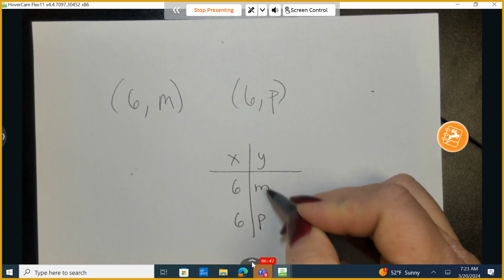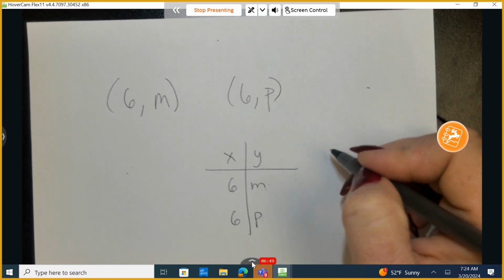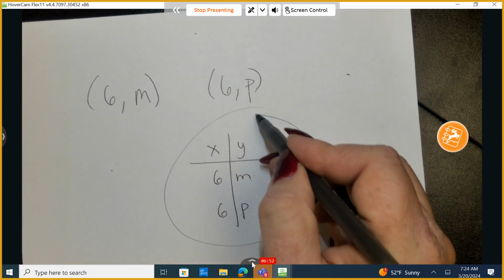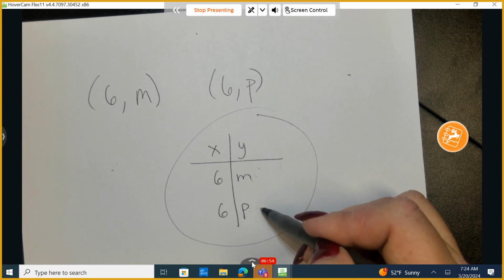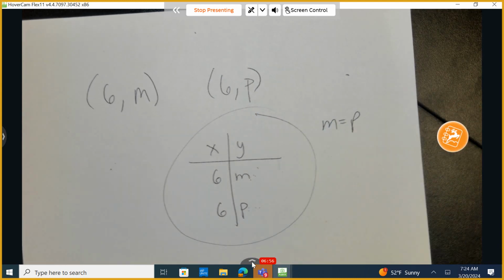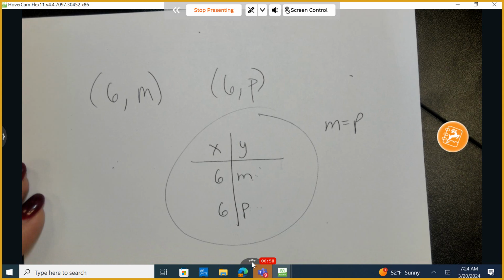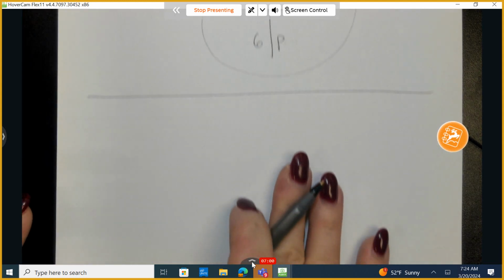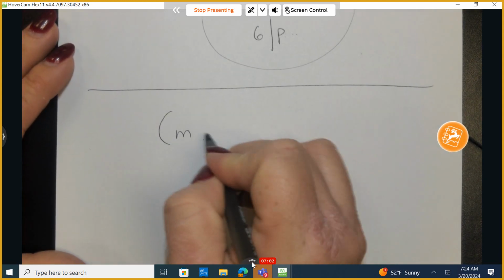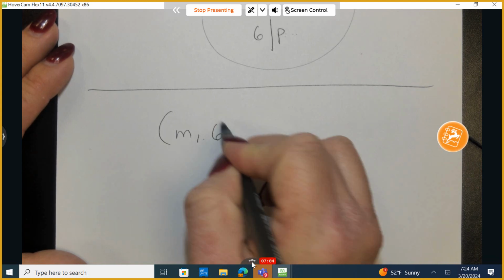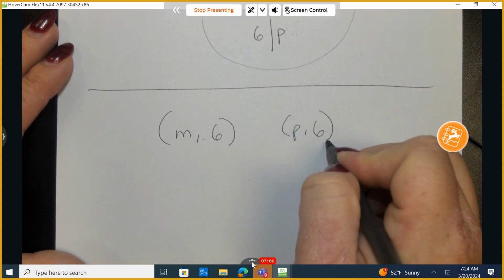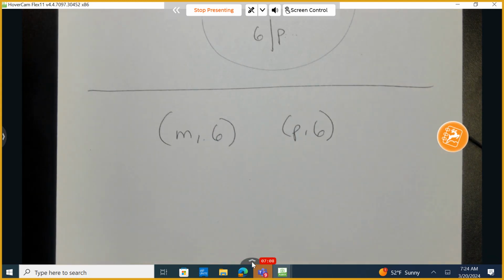Do these have to be the same or different? If this is a function, do these have to be the same or different? They have to be the same, so m equals p. Okay, m equals p. Now let's flip that around. What if I said m and 6 and I said p and 6? Does there have to be a relationship between m and p for this to be a function?